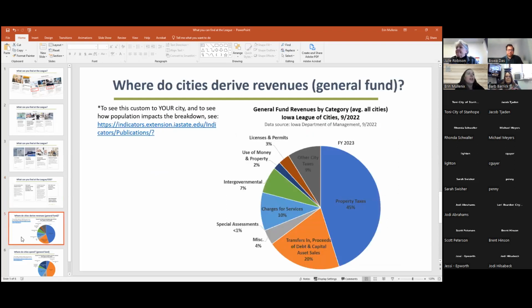Okay. So just really briefly, and I'm going to go into a little more detail as we demo the tool that this came from. This is a quick breakdown of general fund revenues, by category, averaging all cities. But you can go to the tool we're going to demo to see how your individual city has its breakdown of revenues and expenditures for the general fund. We know property taxes take up the largest chunk here, and then the other categories. You can pick on other cities to see how you might compare.